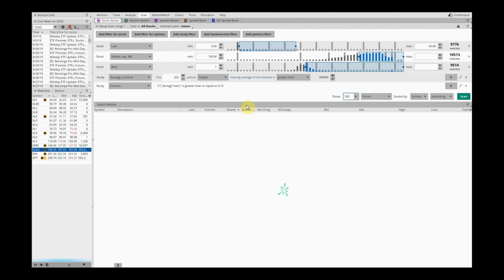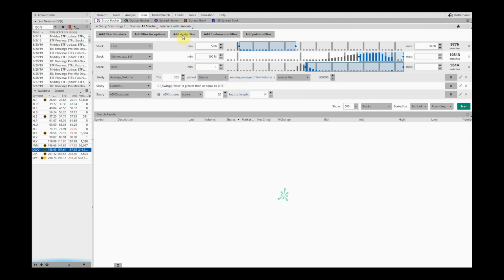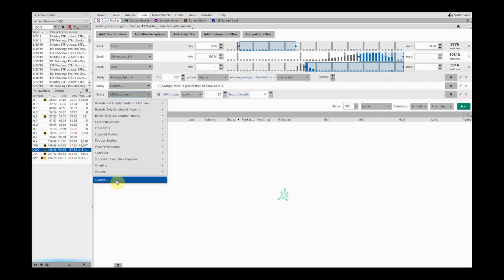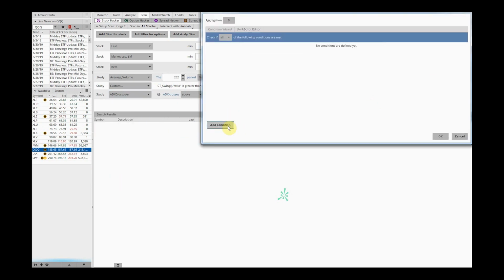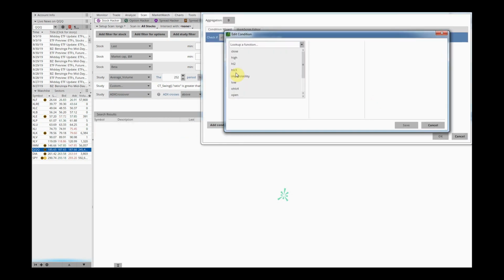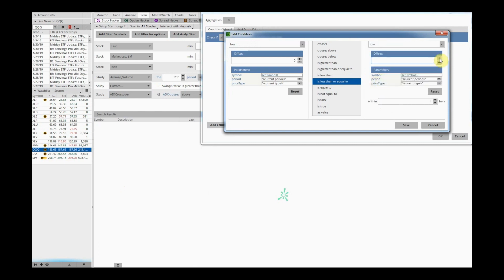So once we have our scan set up for price, market cap, beta, volume, and the swing percentage, now we want to enter in some price action data. So basically we're going to add a study filter again. We're going to go to custom. We're going to add condition. We're going to go to price, the low, less than or equal to price, the low of yesterday.